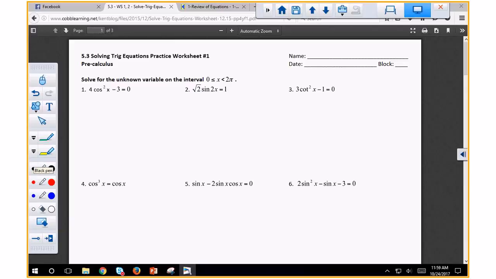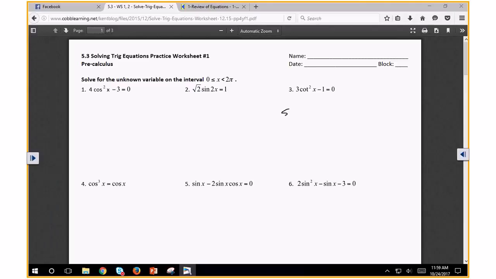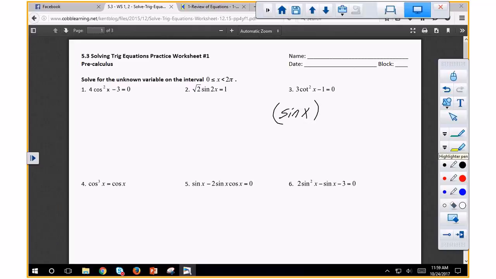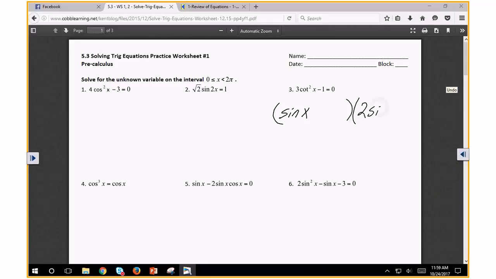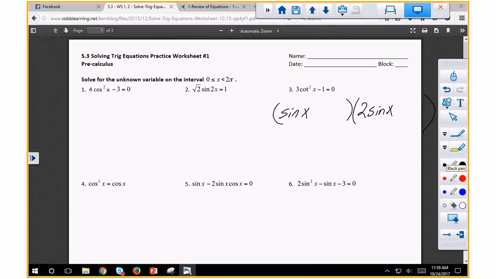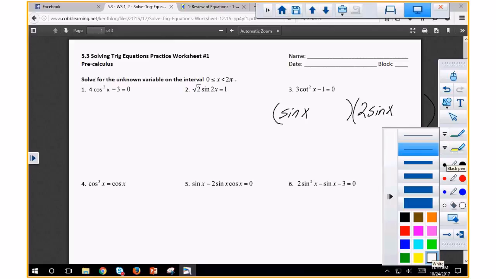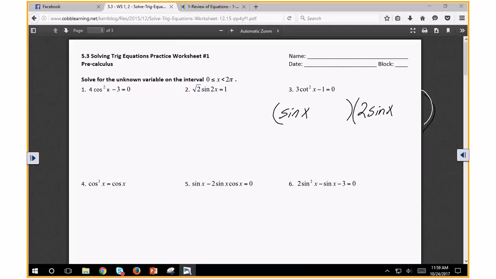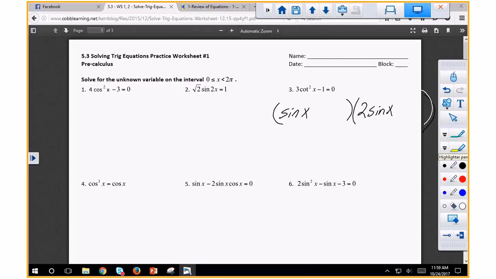Well, what is it? Well, let's try reverse FOIL. Let's see, 2 sine of x, that would be sine of x. Parentheses, and 2 sine of x. Well, there's a black parenthesis right there, you just couldn't see it. I'll tell you what, I'll show y'all how good I am. There you go. Y'all like that. All right.